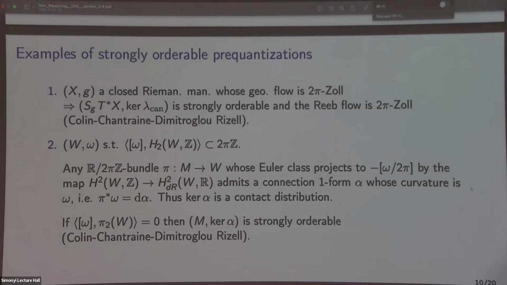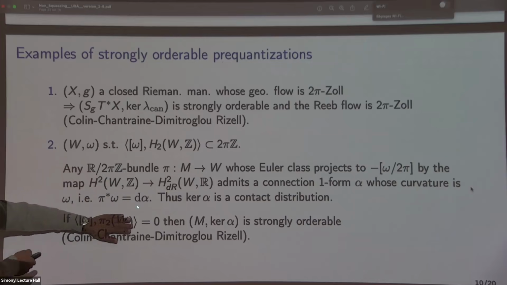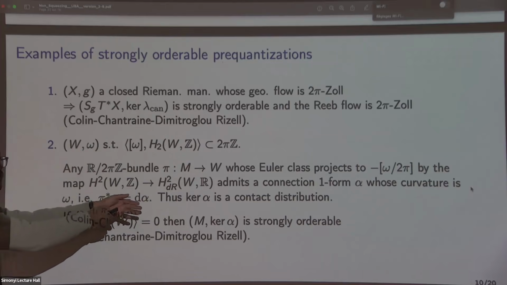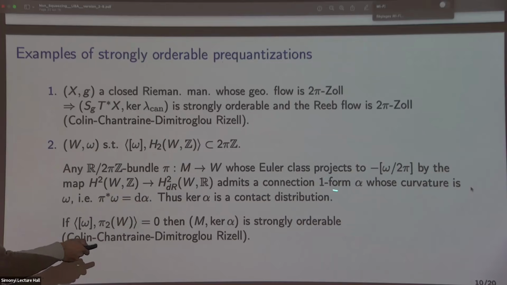So just to understand, what you wrote above for the first part of number 2 is just a definition of a prequantization bundle? Yes, I think so. And then with this extra condition, it becomes strongly orderable. Yeah, this is, let's say, a standard construction. When you have an integral symplectic manifold, you can always associate to it an S1 bundle whose connection 1-form has curvature exactly this symplectic form.